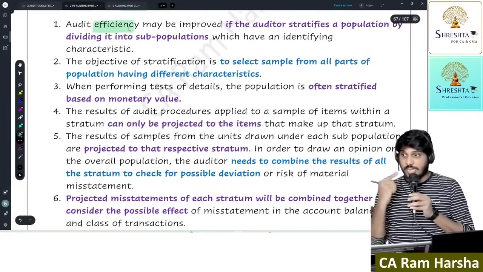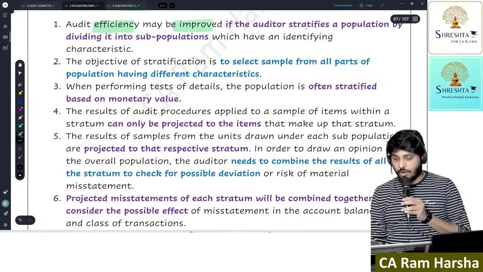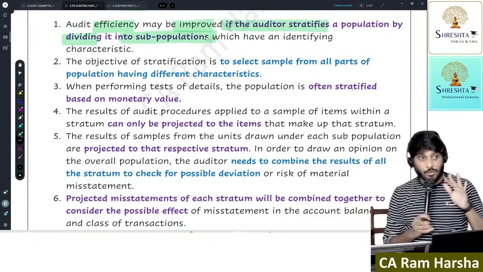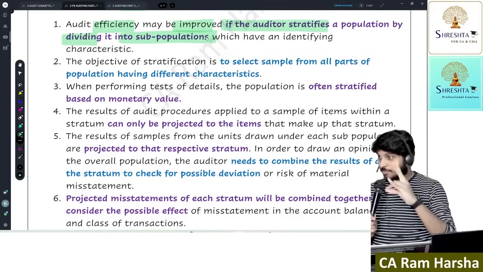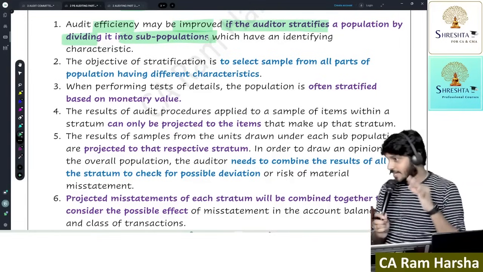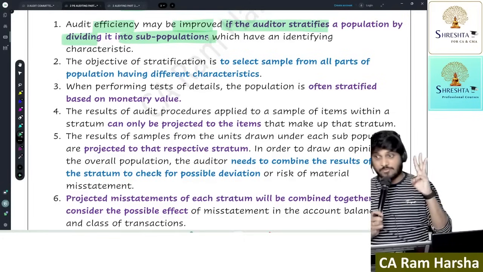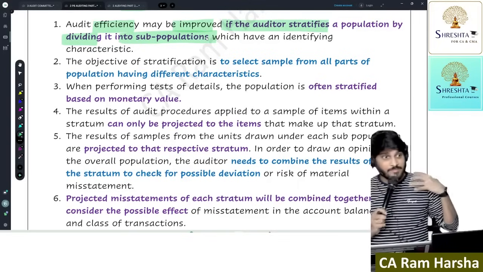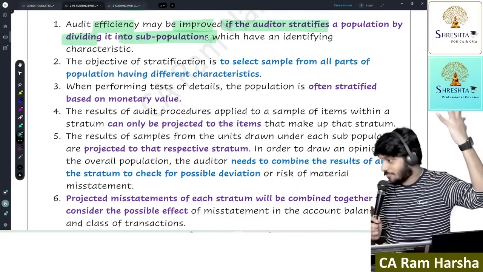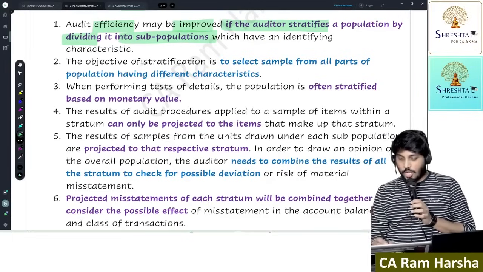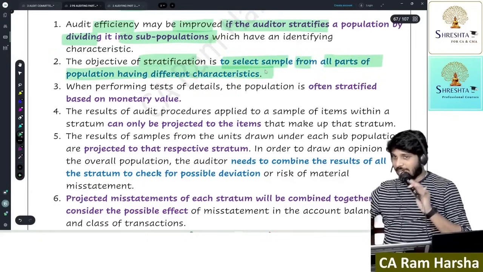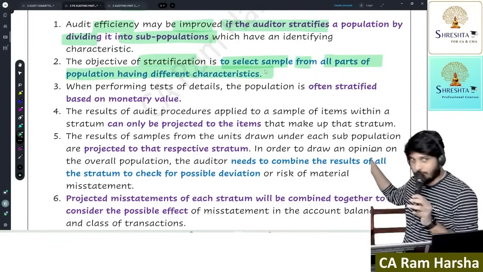Now, audit efficiency can be improved if the auditor stratifies the population by dividing it into subpopulations. How can we increase efficiency? When we selected simple random sampling, 20 samples, the value came to only 10,000. But when we apply stratified random sampling, with the same 20 items, 34,000 rupees worth we verify. Efficiency of audit increased or not? Same 20 we are verifying, but the output is so much more. The objective of stratification is to select the sample from all parts of the population having different characteristics. It is proved, yes or no?